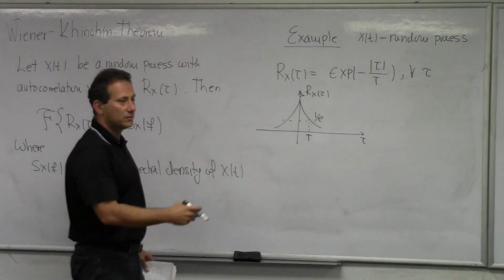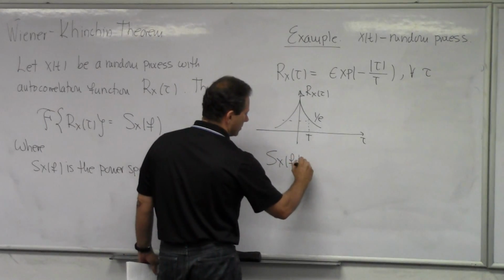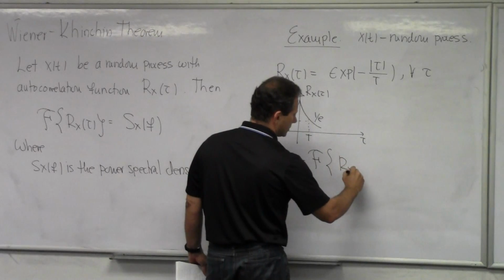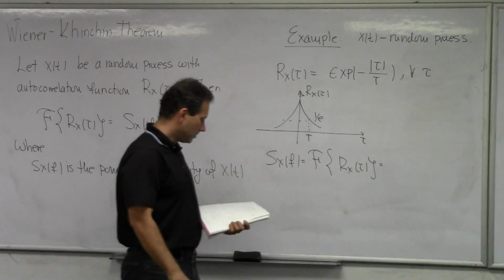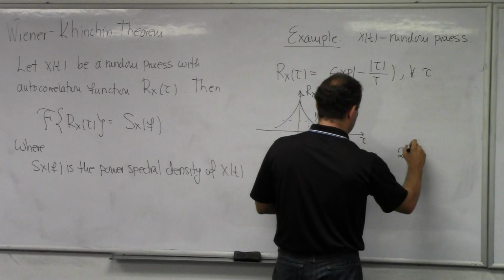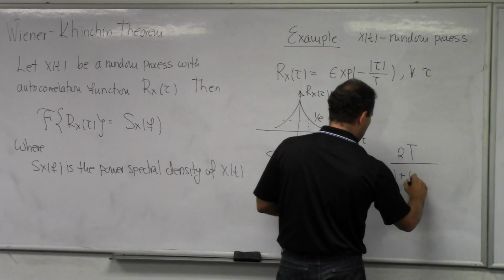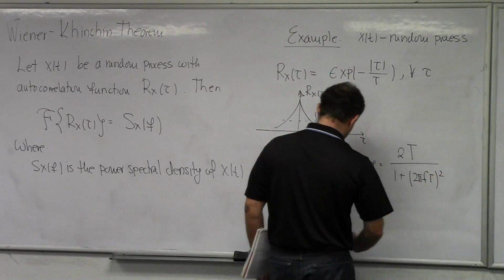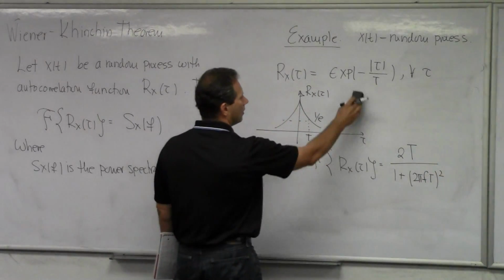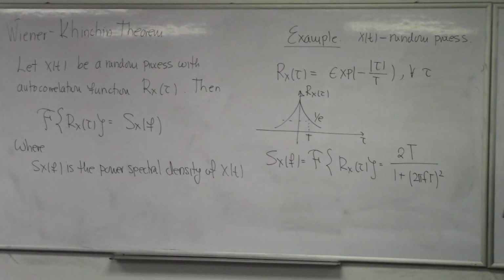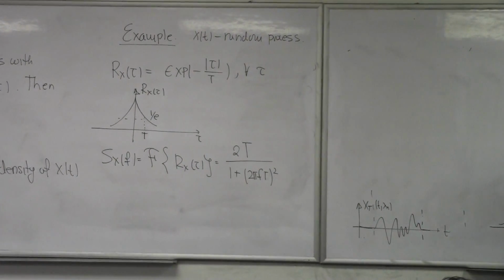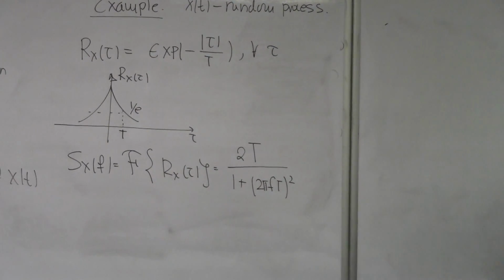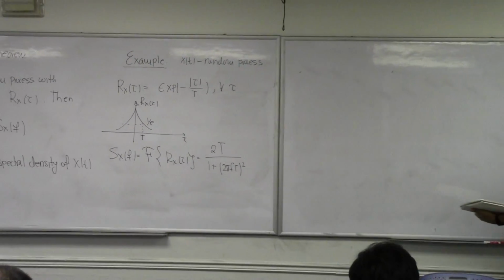So what does the power spectral density of this process look like? Sx of f is going to be the Fourier transform of Rx of tau, and this is a table Fourier transform. You can look it up in a table, but you obtain the result that is 2 times T over 1 plus (2 pi f T) squared. So that's the Fourier transform of this exponential. Let's consider 2 cases. In the first case, I'm going to look at an example when capital T is small, and in the second case, I'm going to look at an example when capital T is large. And let's discuss the meaning of those 2.